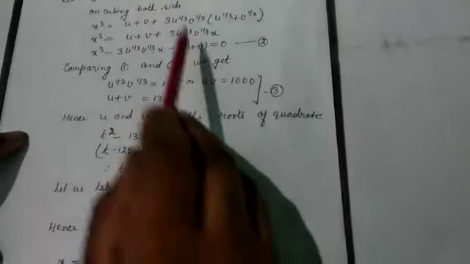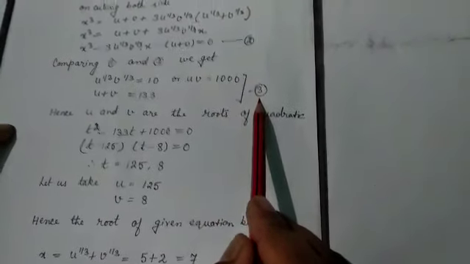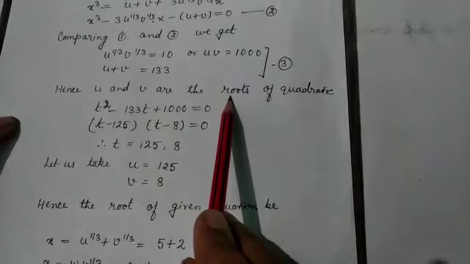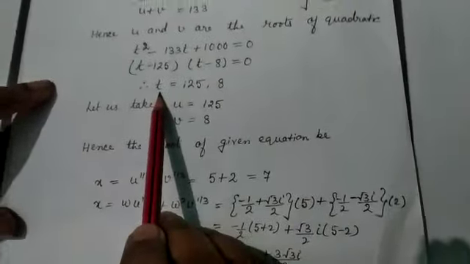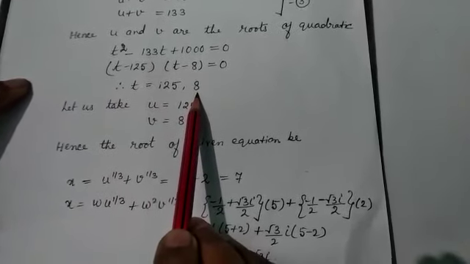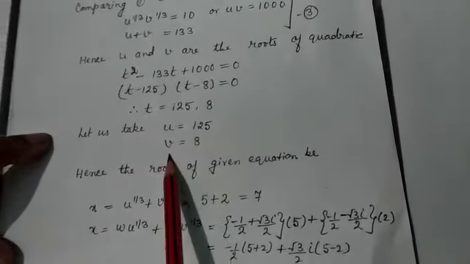u plus v will be equal to 133. We'll take it as equation number 3. Hence, u and v are the roots of the quadratic t square minus 133t plus 1000 is equal to 0. When we solve this, we get the value of t. The value of t here is 125 and 8. Let us take u to be 125 and v to be 8.